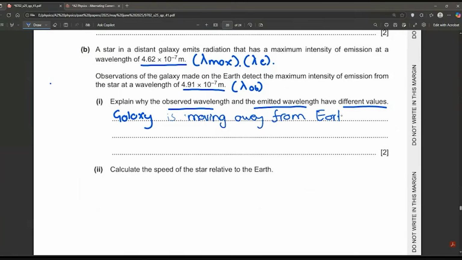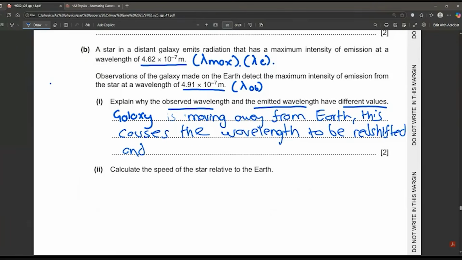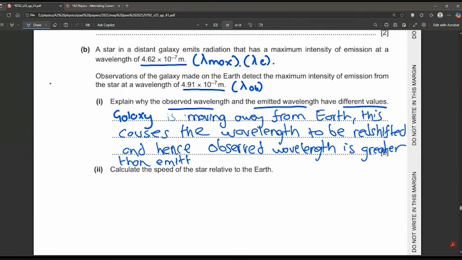This causes the wavelength to be red shifted and hence observed wavelength is greater than emitted wavelength. Easy peasy.